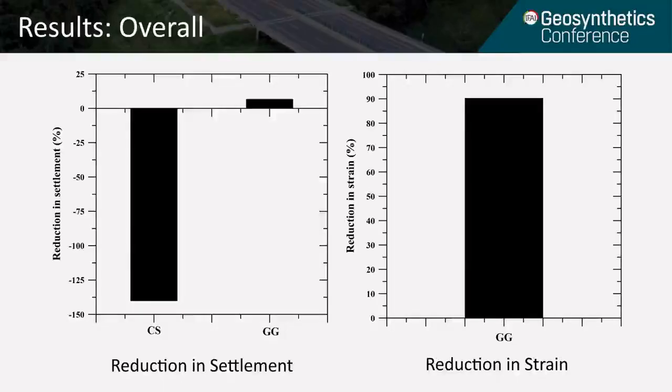So after comparing the settlement data, we came up with these reduction in settlement and reduction in strain plots. We can see that settlements on the overlay increased by 140% in control section compared to the old HMA, while settlements on overlay reduced by 6.5% in geosynthetic section compared to that of old HMA. In addition, a reduction in tensile strain by 90% was witnessed in geosynthetic section, irrespective of the pre-existing pavement conditions.